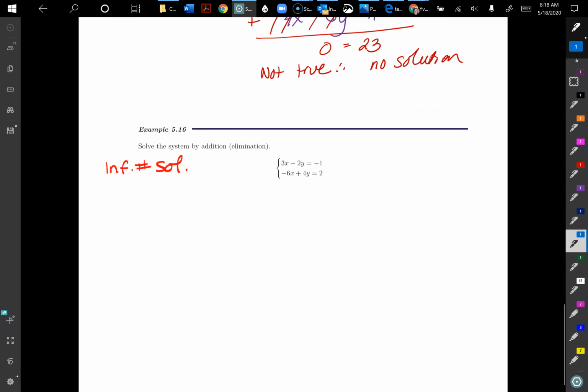Infinite number of solutions, this one's going to come out to actually be the same line. You can see that 3x minus 2y equals negative 1. And then we have a multiple. If I multiply through by 2, I'm going to get everything to cancel out. So my second one is negative 6x plus 4y equals 2. If I multiply this top by 2, then I end up with 6x minus 4y equals negative 2. And then negative 6x plus 4y stays as 2.